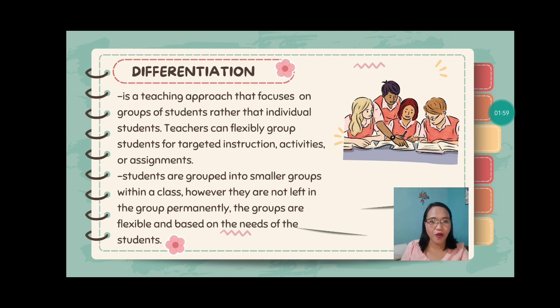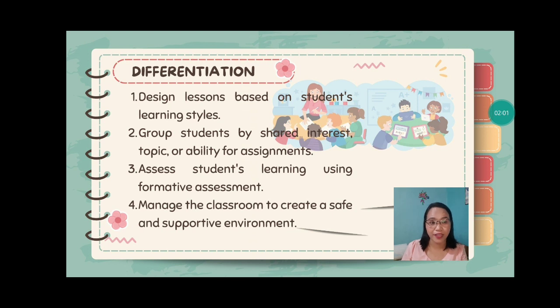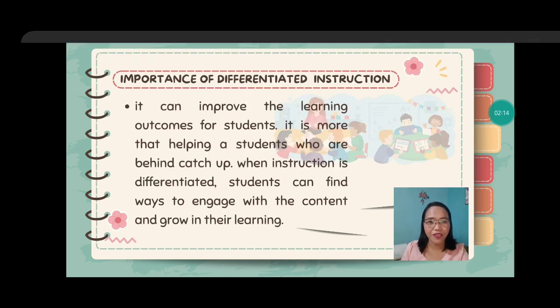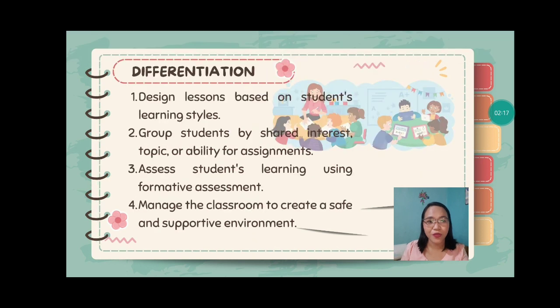And how are we going to make a differentiated instruction? So I have here some steps. First, design lessons based on students' learning styles. And the second one, you need to group students by shared interest, topic, or ability for assignments. And next, you need to assess students' learning using formative assessment. And the last one, you need to manage the classroom to create a safe and supportive environment.